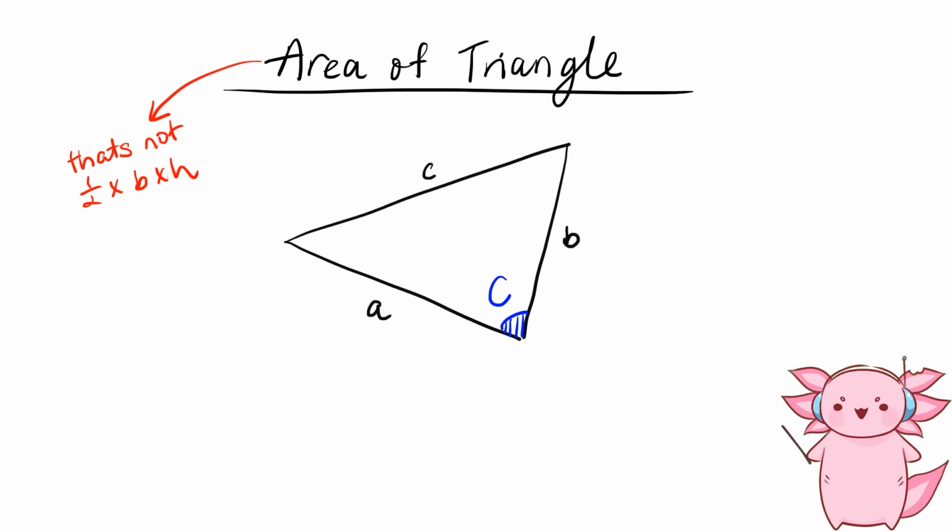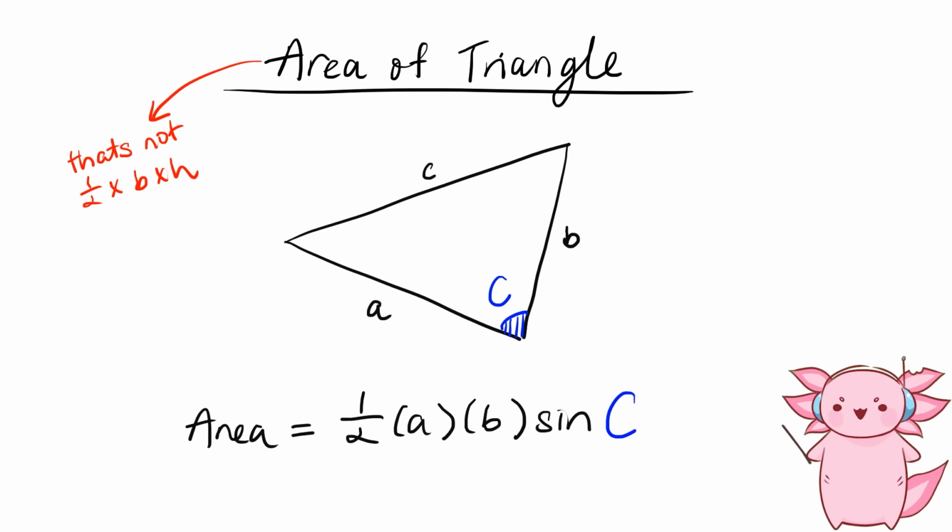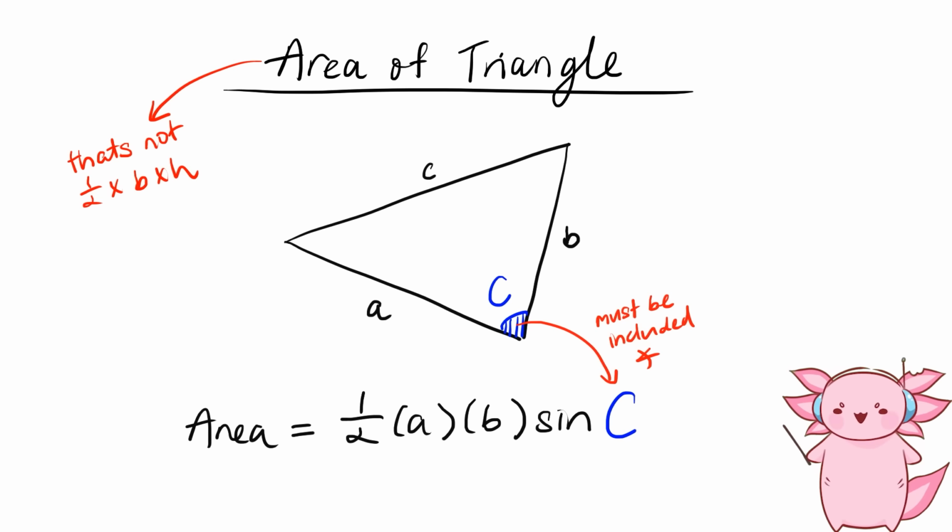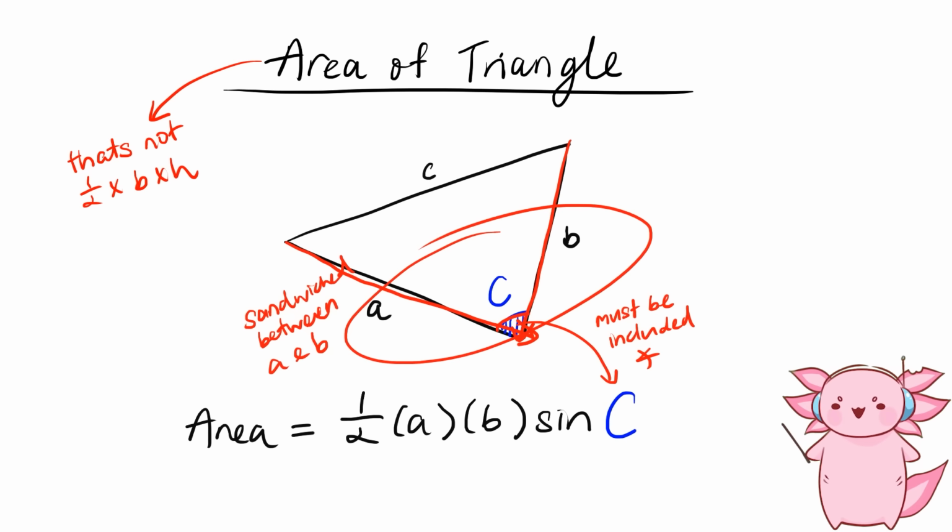Let me show you another formula to calculate the area of the triangle, where area is equal to half AB sine C. The important thing is that this C over here must be an included angle, where you can see that C is kind of sandwiched between the lengths A and B over here.